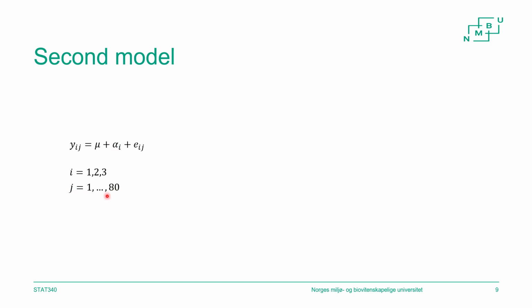And of course J must now be 1 to 80 because it's still 240 observations. So since we have 3 here, I mean 3 times 80 is 240, right? So that's why J must now be 1 to 80. So the indexes also change their meaning, right? I is no longer the same as in the previous slide.